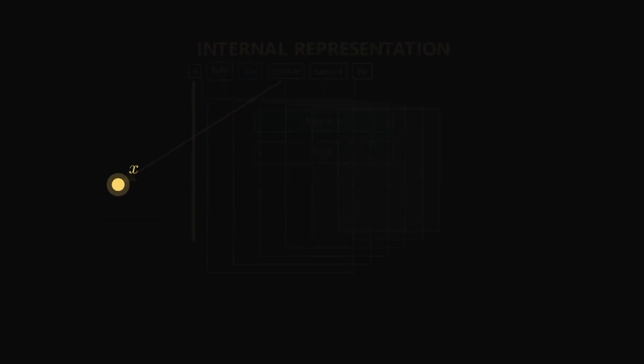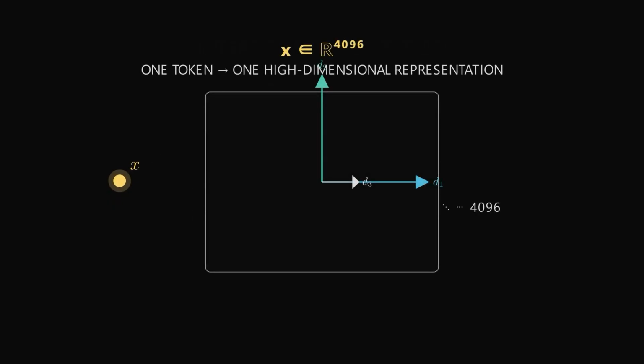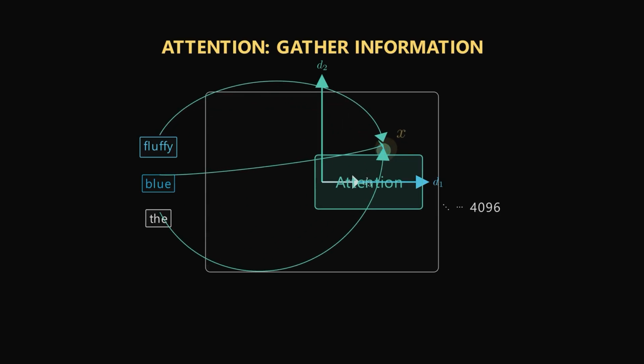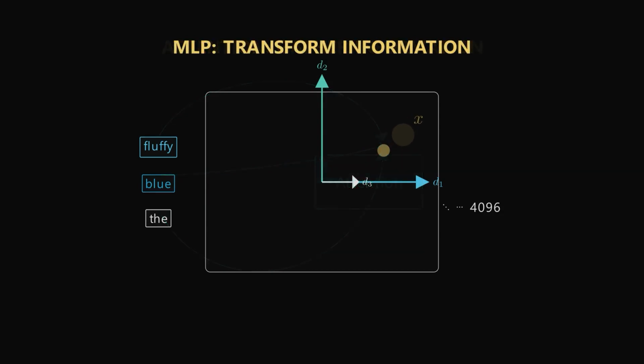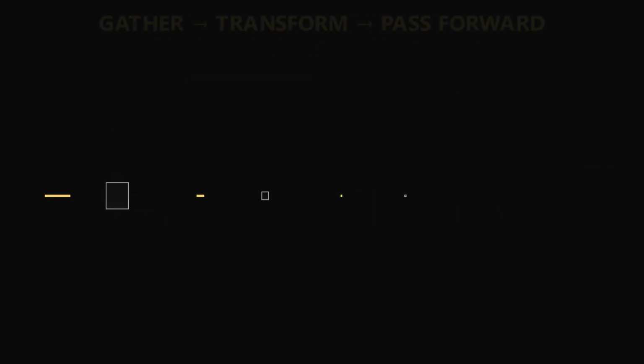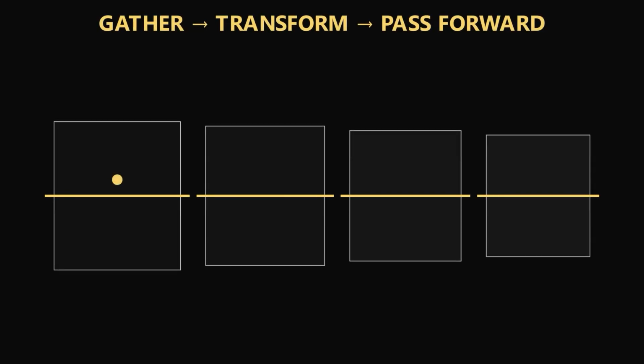For example, if the hidden dimension is 4096, then the representation of one token is a point in a 4096-dimensional activation space. Attention then allows that representation to gather relevant information from other tokens. The representation changes because it now contains information retrieved from the context. The MLP then transforms that representation. It can create new features and reshape the information before passing the result to the next layer. So, layer after layer, the representation keeps changing. Information is gathered, transformed, combined, and passed forward.